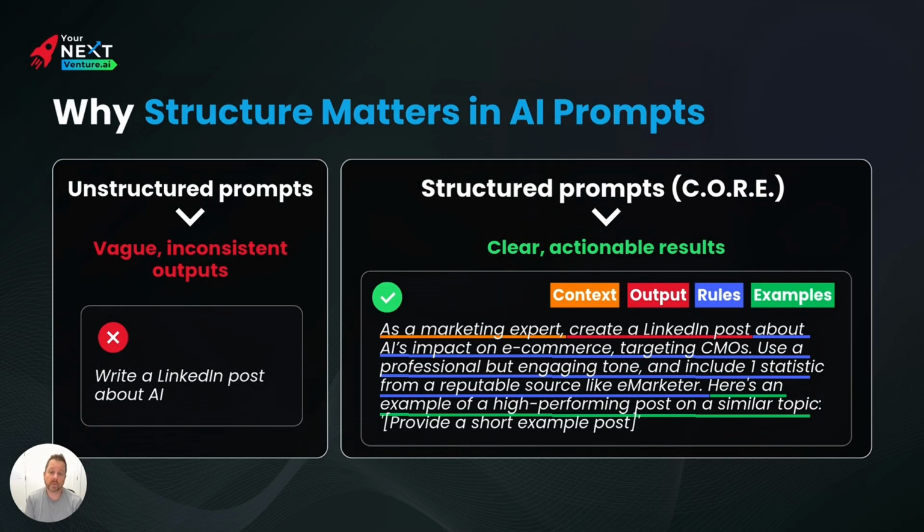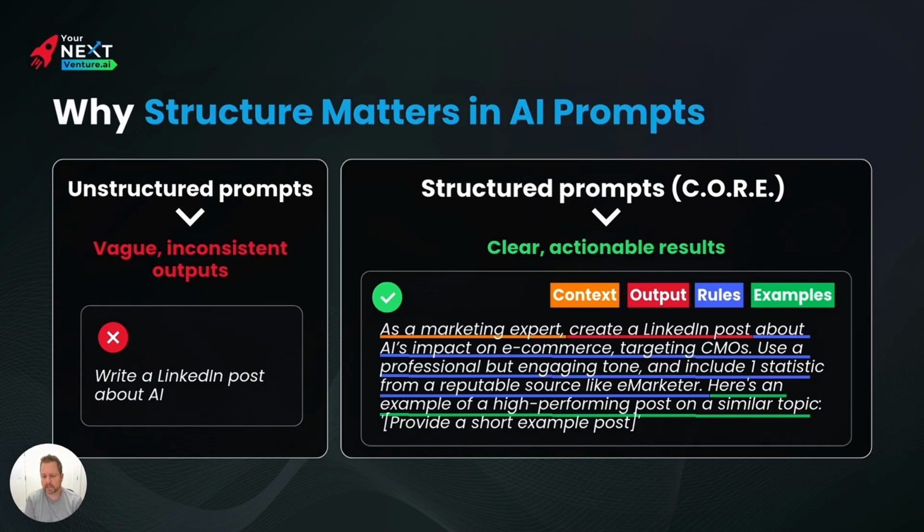First of all, why does structure matter in AI prompts? AI is only as good as the instructions you give it. A vague prompt gets vague results, but when we apply structure like the core framework, we get reliable, tailored outputs. On the right, you see how specifying the task, create a LinkedIn post within output, and adding context, targeting CMOs, improves the prompt, aligning with the core framework.